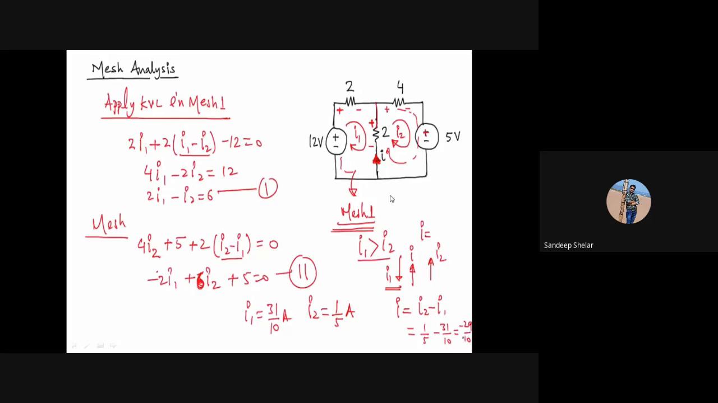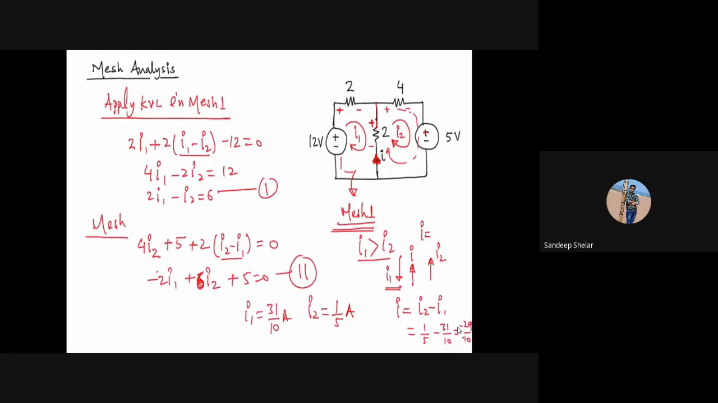Also, to find out current I, that is current I is equal to I2 minus I1. Put the value of I2 as 1 upon 5 minus the value of I1 as 31 upon 10, that is 1 upon 5 minus 31 upon 10. Then we obtain the total current of the circuit with respect to the 2 ohm resistance as minus 29 upon 10.